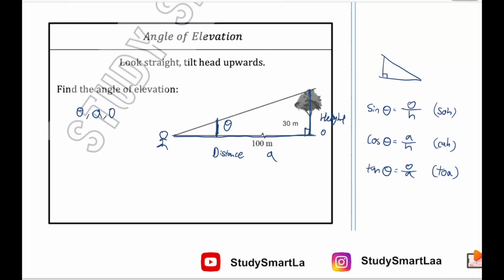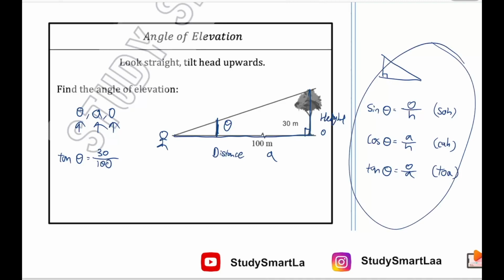So I have O, I have A, I want to find theta. So looking at these few formulas, only tangent theta fits the bill, right? So I'm going to write down tangent theta equals to my opposite, which is 30, over my adjacent, which is 100. So your tangent can be used to find angle or find length.